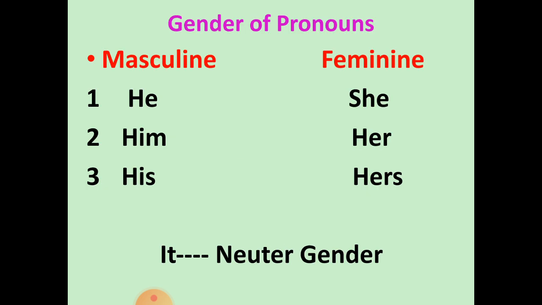Now let's move to gender of pronouns. Earlier also you have done the topic of gender, how we change the gender from masculine to feminine. So he becomes she, him becomes her, his becomes hers, right? And it is the neuter gender, used for non-living things, right? So these are the changes that occur when we change the gender of the pronouns.